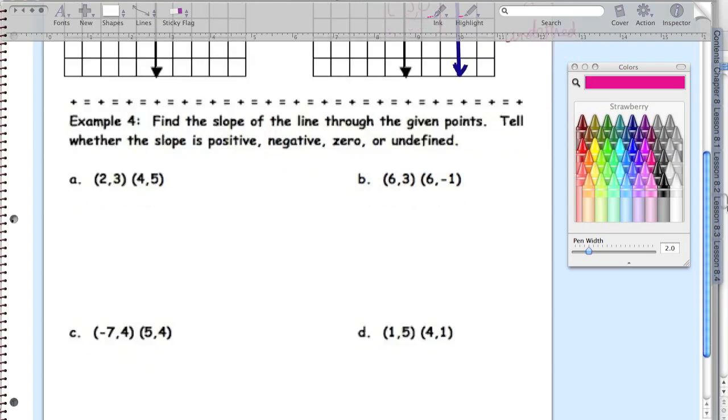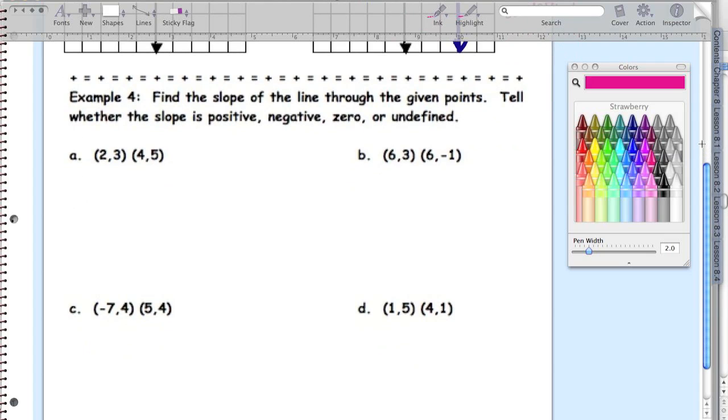Okay? All right, let's practice example 4, these 4 last problems, and then you're set. Find the slope of the line through the given points. Tell whether the slope is positive, negative, 0, or undefined. So x, y, x, y. Now, if you look in higher books, those little numbers, they'll say it's y2 minus y1 over x2 minus x1. If someone tells you that, you're absolutely right.